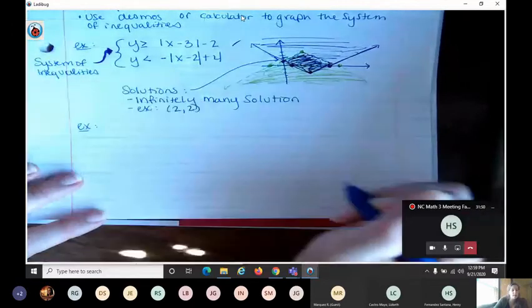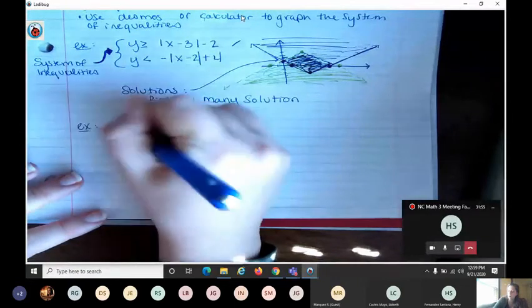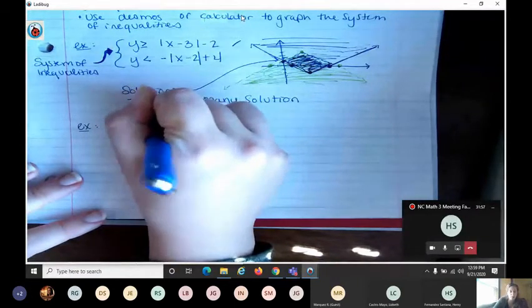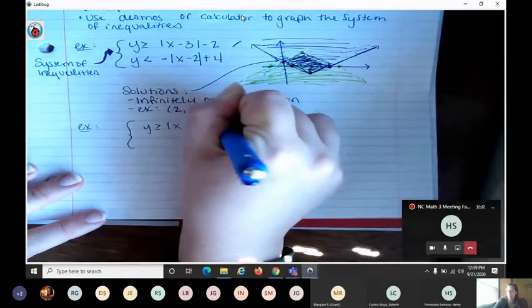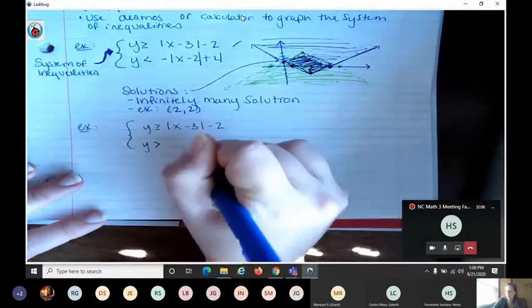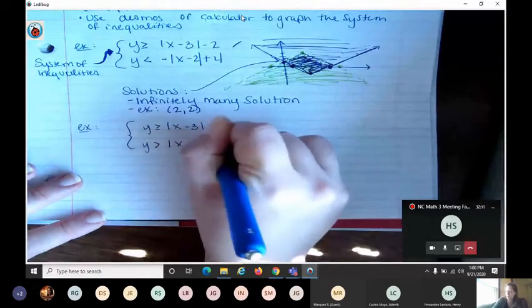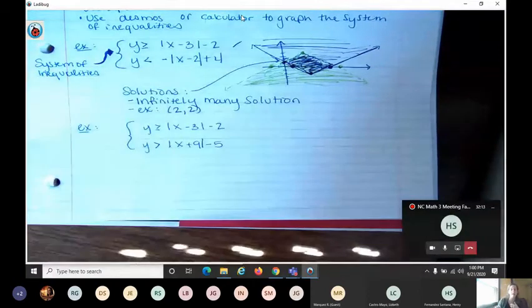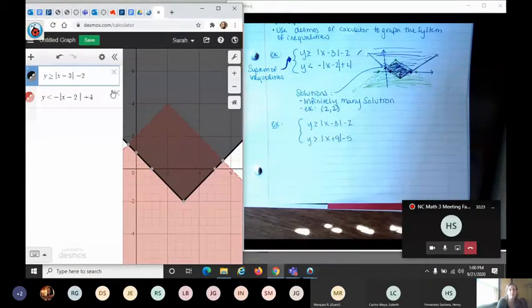In our second example, I want you guys to graph y is greater than or equal to the absolute value of x minus 3, minus 2. And also y is strictly greater than the absolute value of x plus 9, minus 5. Those are the two functions I want you to graph. So open up a tab with Desmos and go ahead and graph those, and I will graph them with you.